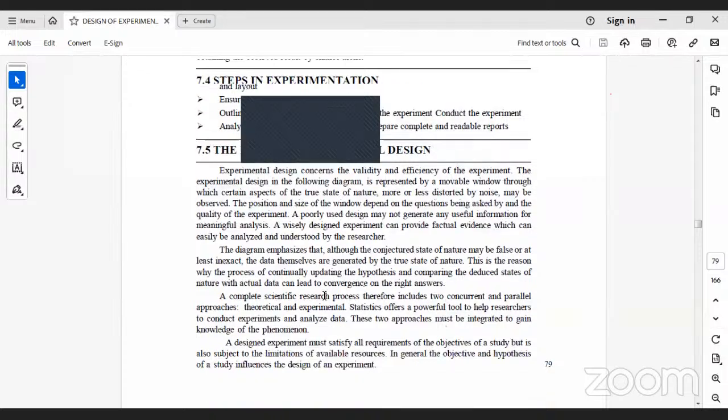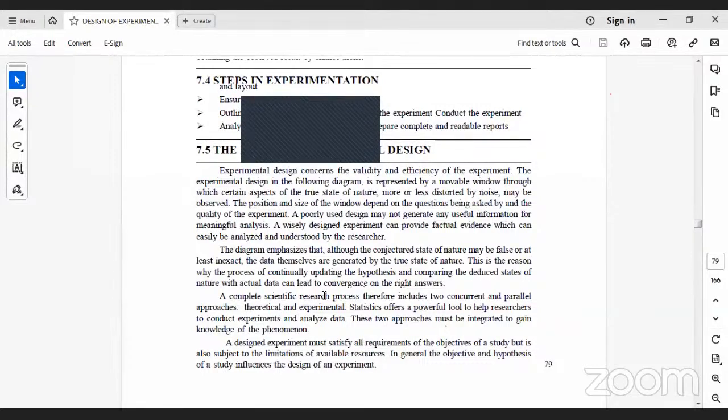The diagram emphasizes that although the conjectured state of nature may be false or at least inexact, the data themselves are generated by the true state of nature. This is the reason why the process of continually updating the hypothesis and comparing the predicted states of nature with actual data can lead to convergence on the right answer. A complete scientific research process therefore includes two concurrent and parallel approaches, theoretical and experimental. Statistics offers a powerful tool to help researchers conduct the experiment and analyze data. These two approaches must be integrated to gain knowledge of phenomena.